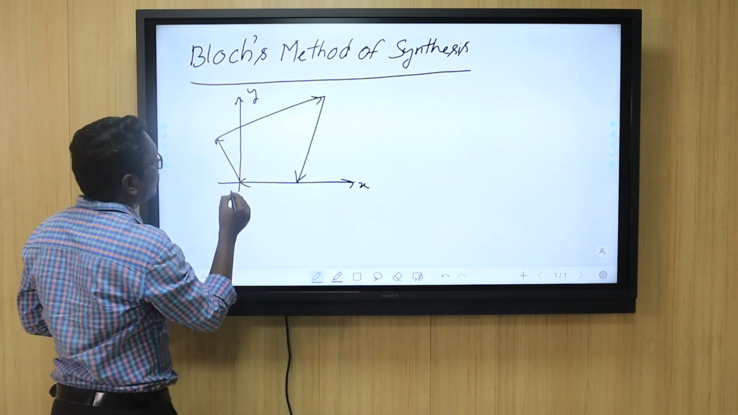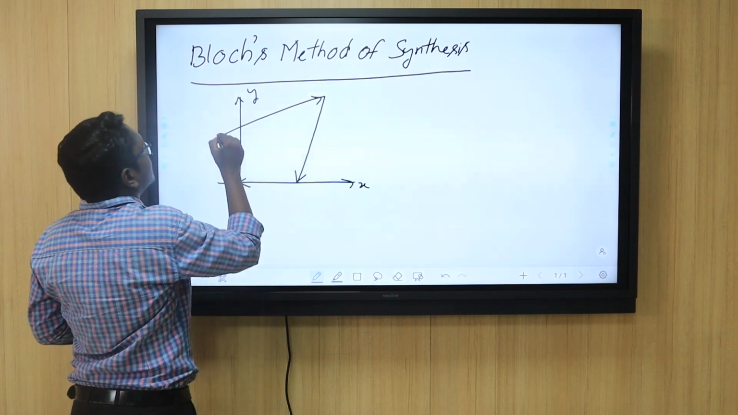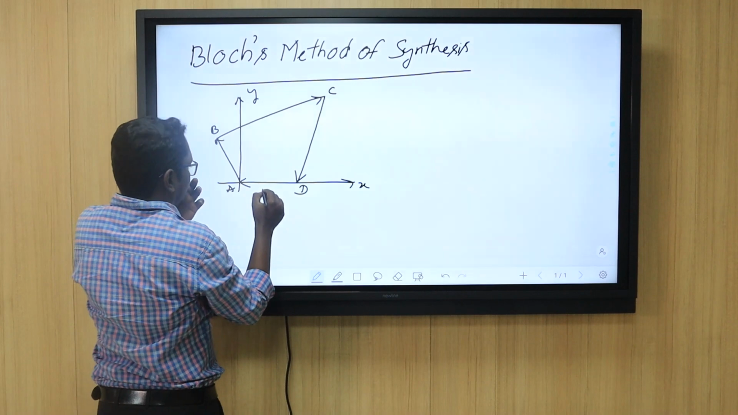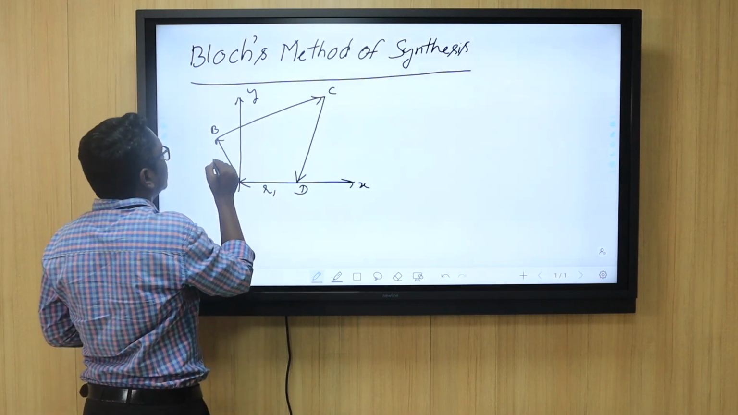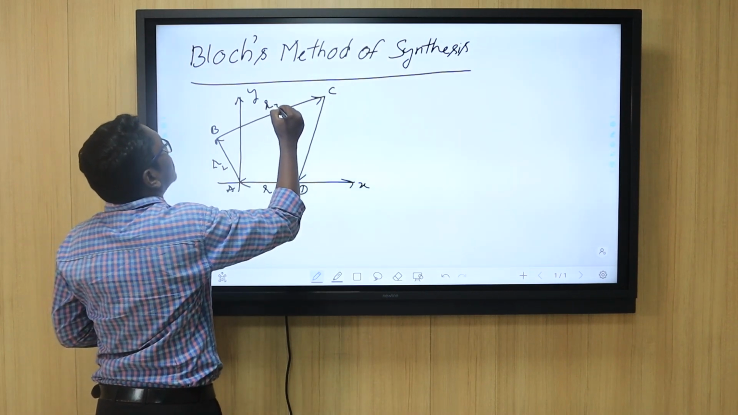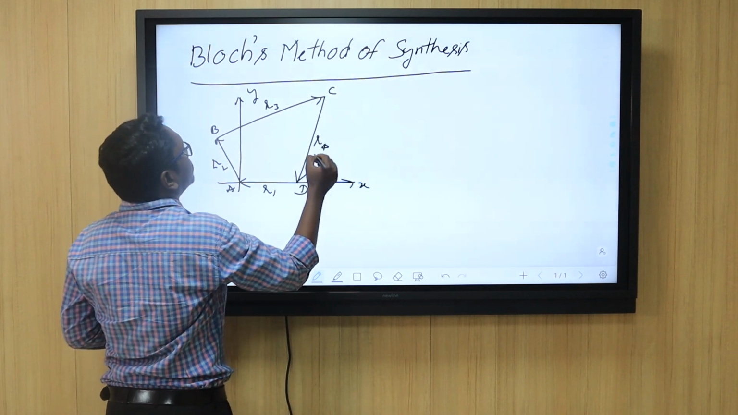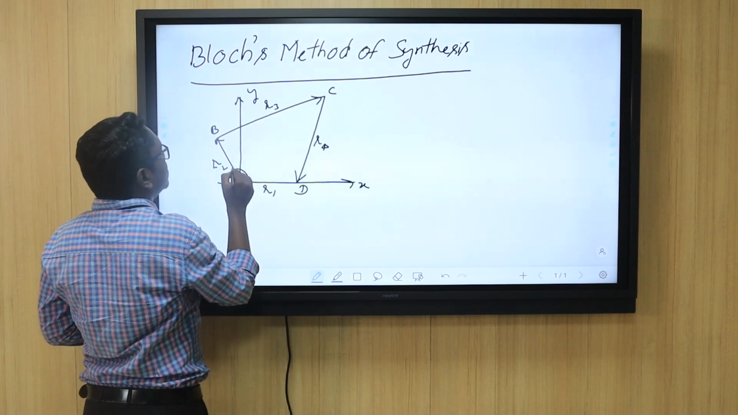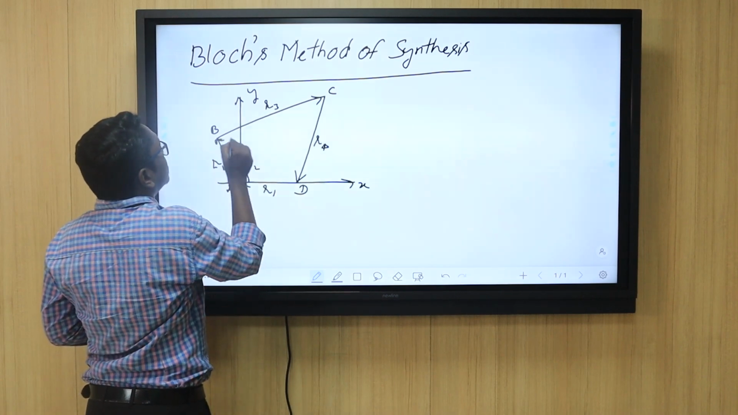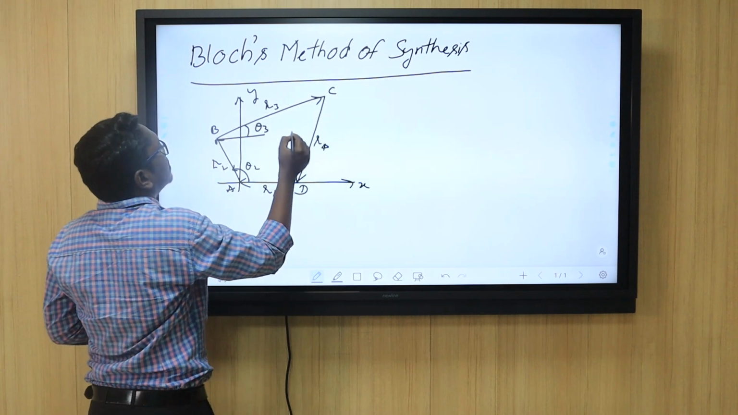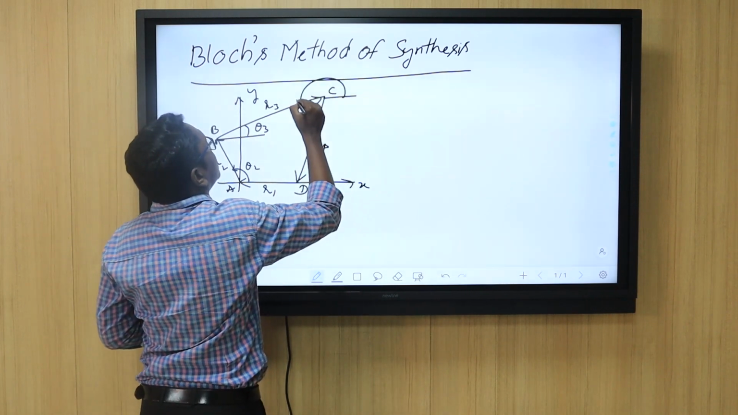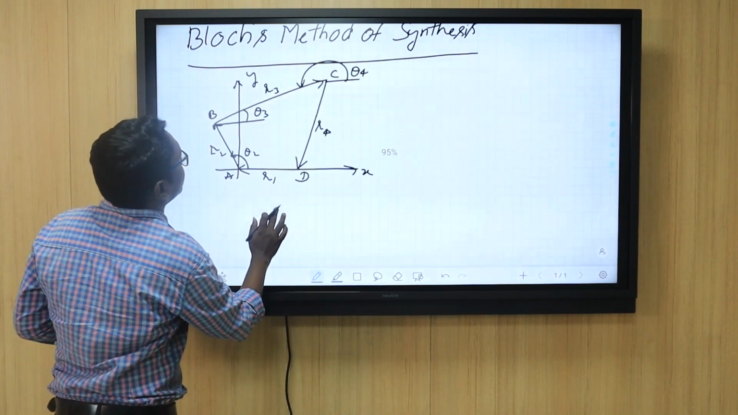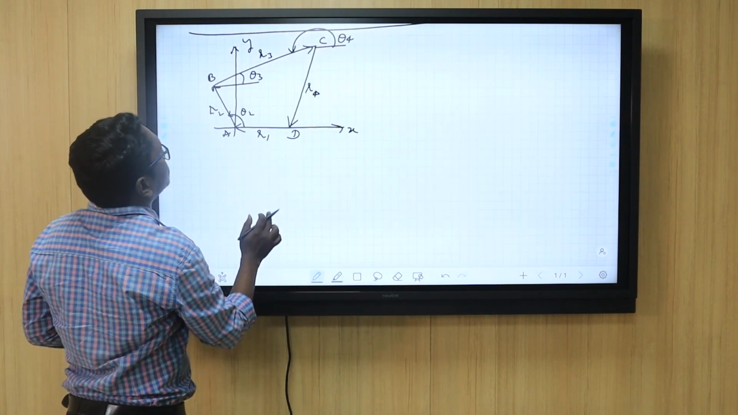So we are considering 4 links. Points are A, B, C, D. And the first one is, the magnitudes are R1, R2, R3 and R4. So now let us consider, this is theta 1, this is theta 2, this is theta 3 and this one is theta 4. So now let us generate the equations for this particular thing.